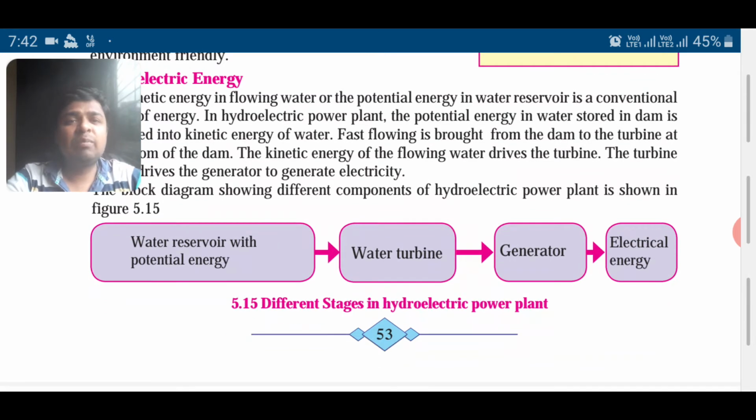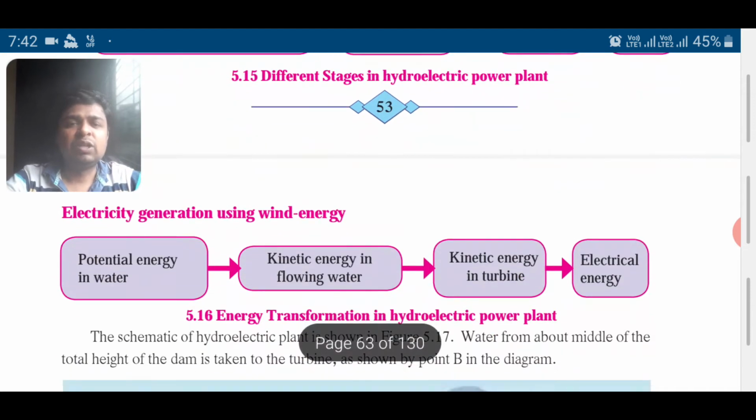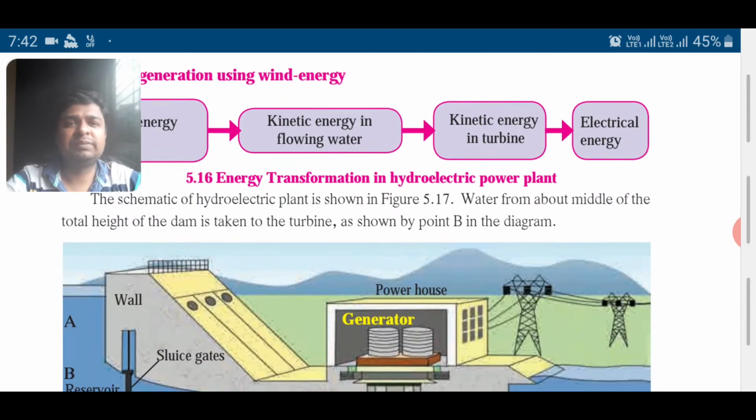Here is the block diagram. Water reservoir with potential energy is converted into water turbines. Then the energy is used to produce electricity by generators. So potential energy becomes kinetic energy in flowing water, and kinetic energy in the turbine becomes electrical energy. This is how it is converted.